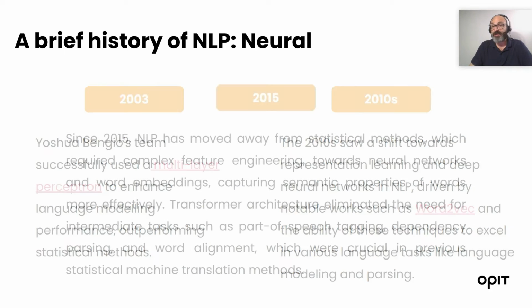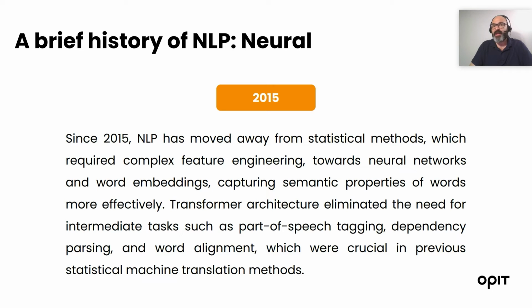modeling and language parsing. Starting from 2015, NLP has moved away from statistical methods, which require complex feature engineering, and started using much more neural network architectures and word embedding methodologies, able to capture the semantic properties of the language in a much more efficient way. The transformer architecture actually eliminated the need for intermediate tasks, such as, for example, part-of-speech tagging that we will see later, and eliminated the need for dependency parsing and word alignment, which were previously crucial for successful accomplishment of NLP tasks.